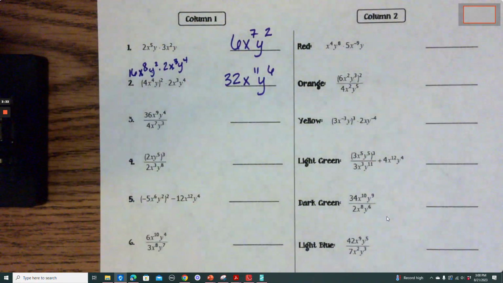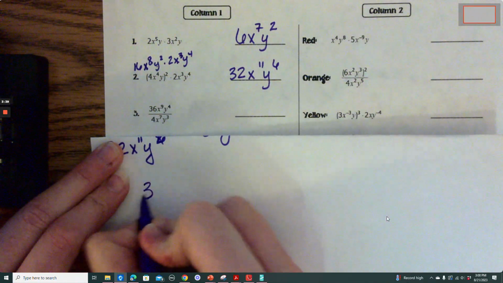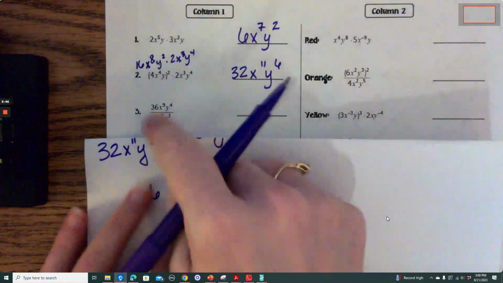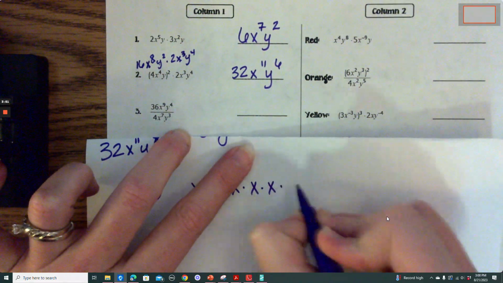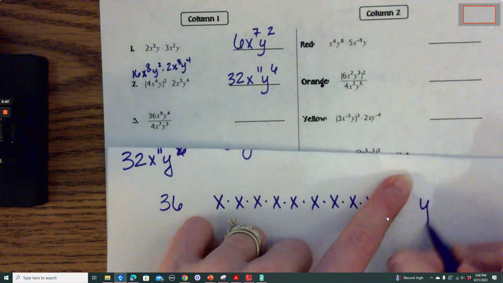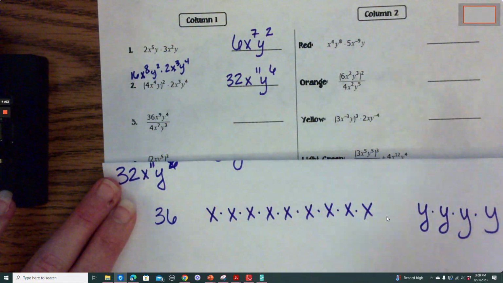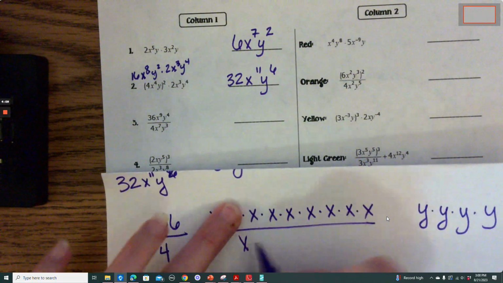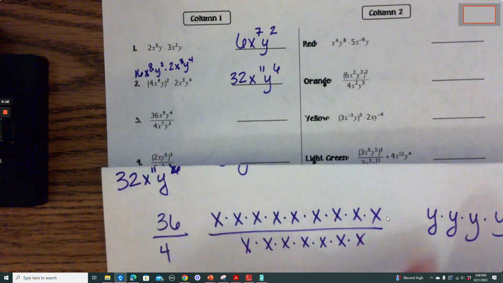Okay. Next one. All right, division. So I've got 36, and then I'm actually going to split this. I've got x to the 9th, so I'm going to do 9 x's. 1, 2, 3, 4, 5, 6, 7, 8, 9. And then I've got 4 y's. 1, 2, 3, 4. And then I'm going to do the bottom part of the fraction. So I'm going to put the 4 down here. I've got 7 x's on the bottom. 1, 2, 3, 4, 5, 6, 7. And then I've got 3 y's.